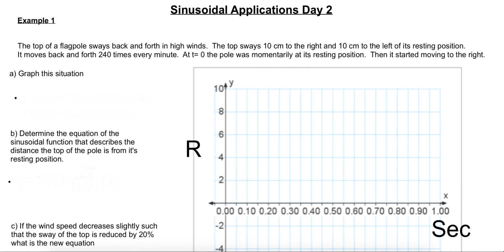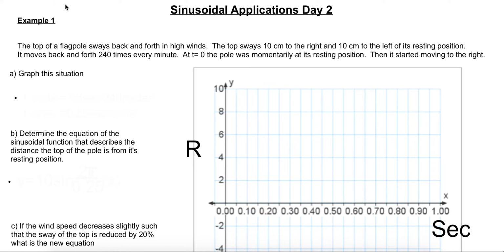Okay, so looking at sinusoidal applications day 2, the only difference is that everything we're going to do today is going to be in radians. What that means is when you're finally solving an equation or subbing in a number, you have to make sure your calculator's in radians, because our k value is going to be different and that's going to influence what our final answer is if our calculator isn't in radians.